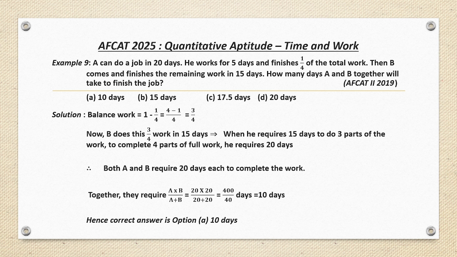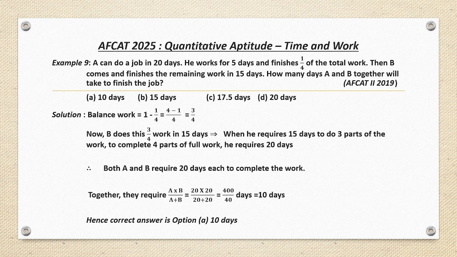Right. So from the first sentence itself, you can find out A can do a job in 20 days and he works for 5 days. That means he has completed 1/4, because 5 is 1/4 of 20. And that is already given in the question. Even without that information, we can make out that he has completed 1/4 of the total. Then B comes and finishes the remaining work in 15 days. This is a question which can be done orally.